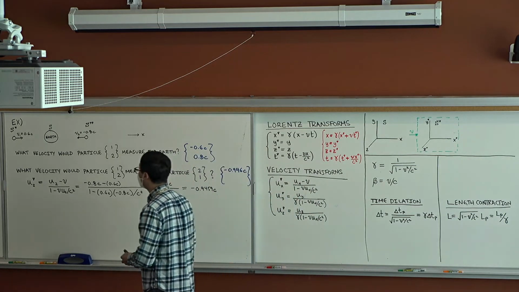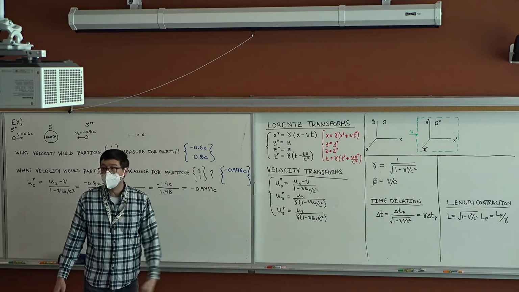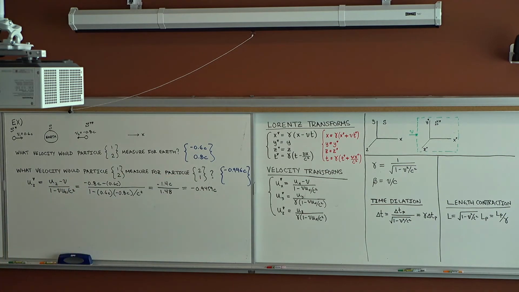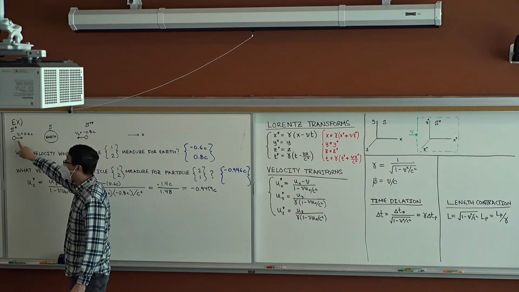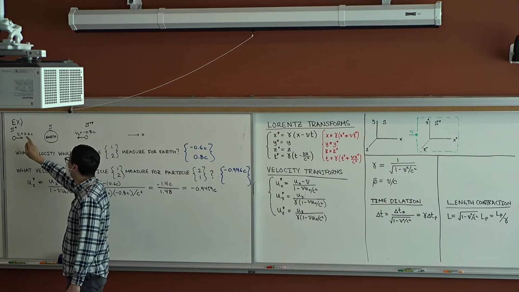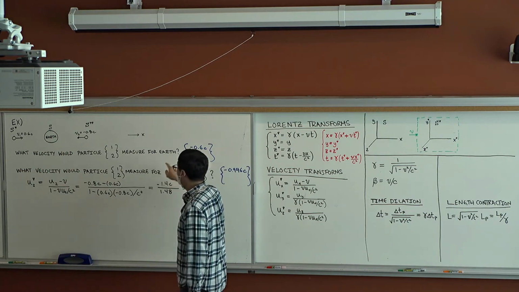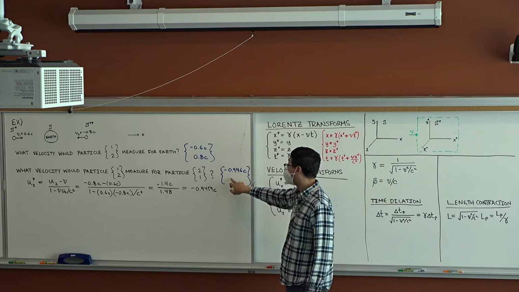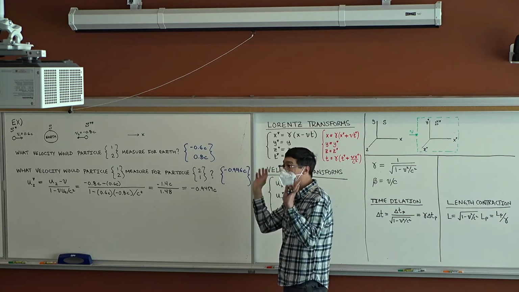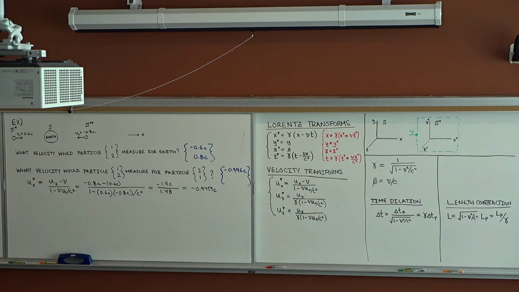Okay, so what velocity would particle 2 measure for particle 1? Flip the sign, right? There's a trick that we can play. It's the same thing we did here. If Earth says particle 1 is traveling at 0.6 c, particle 1 must say Earth is traveling at minus 0.6 c. So we know that this answer has to wind up being about plus 0.946 c, but let's pretend we didn't see that trick. And so let's set up another one of these equations.